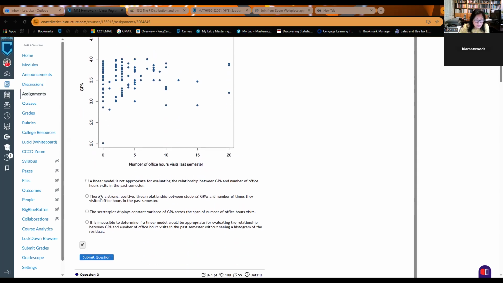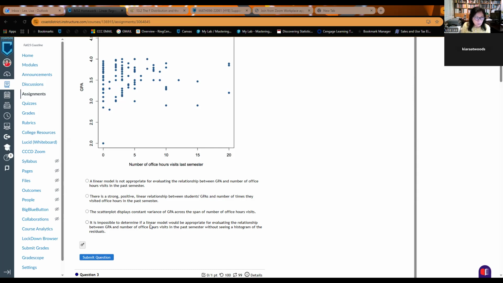So the choices are about the concept. First one, the linear model is not appropriate for evaluating the relationship between GPA and the office hour. The question was that we're trying to figure out which one is true. Try to think of linear regression, the regression that can make a straight line going up.